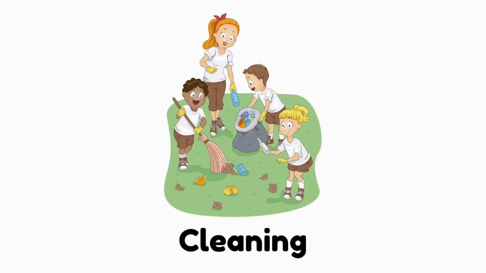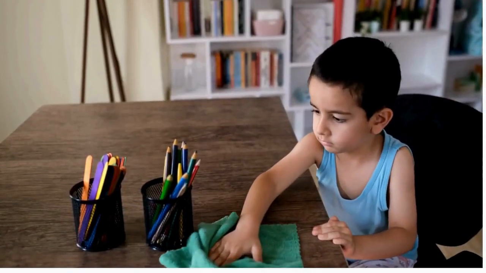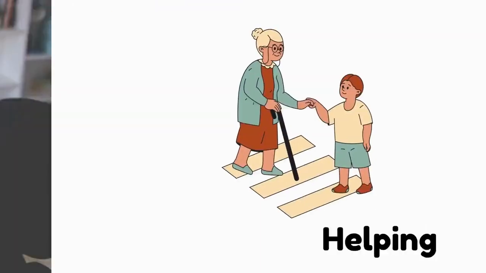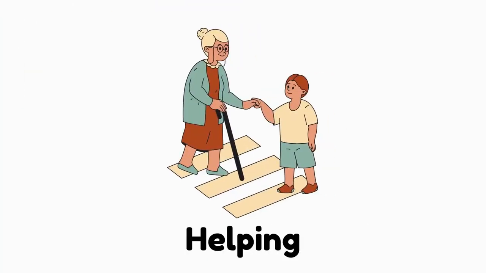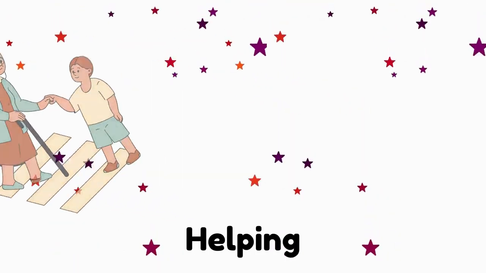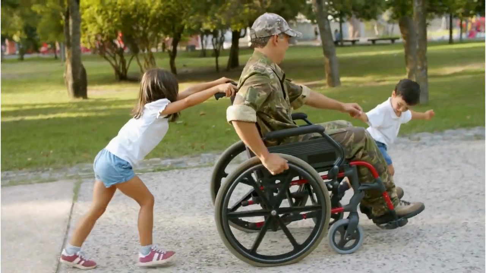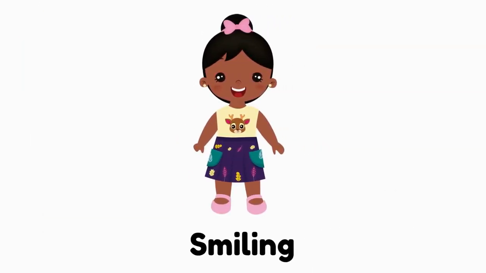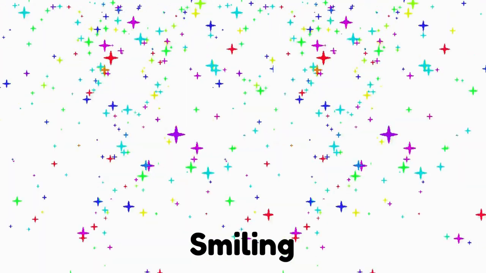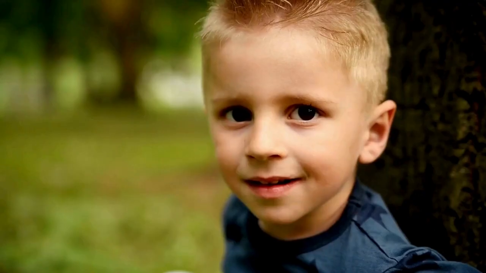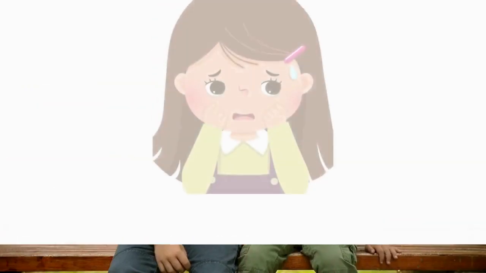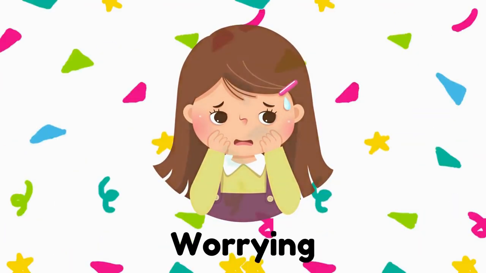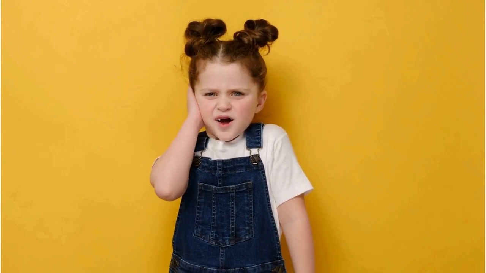Cleaning. The child is cleaning his home. Helping. The children are helping an old man. Smiling. The boy is smiling. Worrying. The girl is worrying.